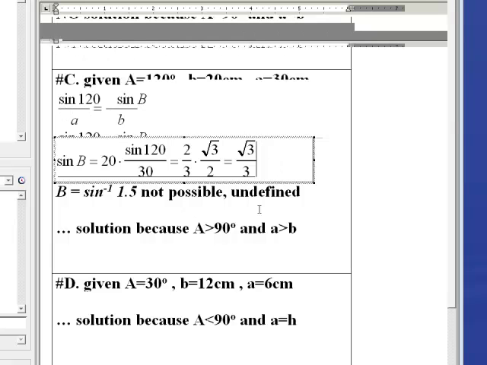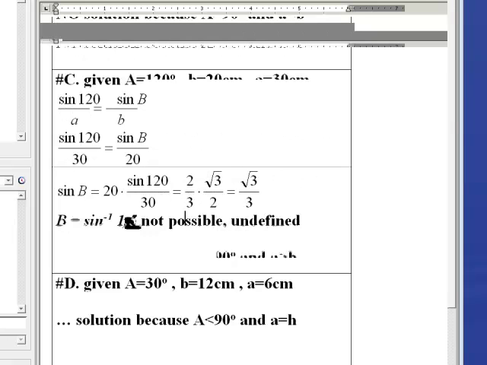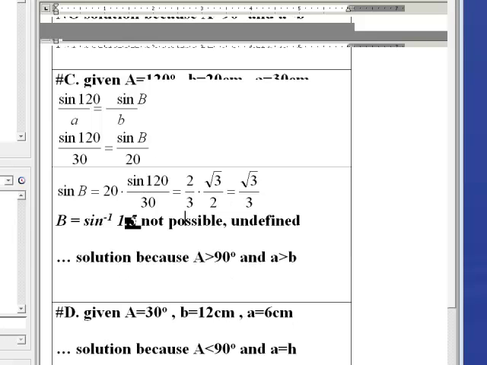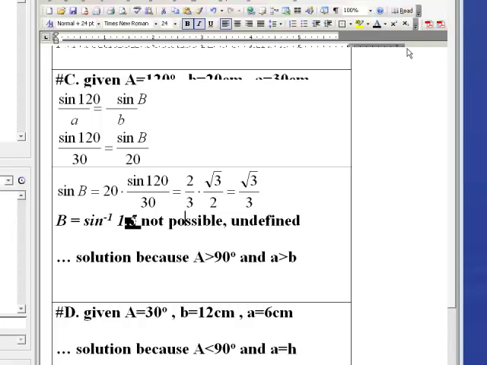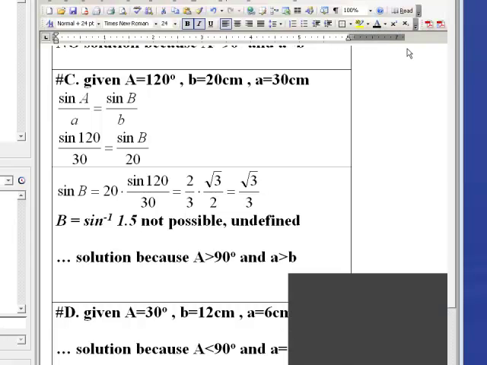Okay, let's see what we come up with here for the angle B. Again, I'm going to use this calculator given by the computer. That's a big gray box here. Square root of 3 over 3.